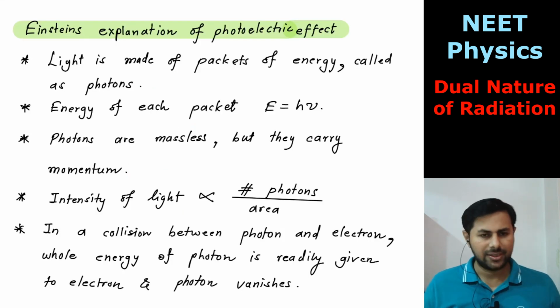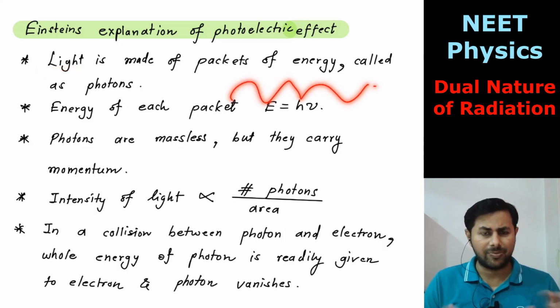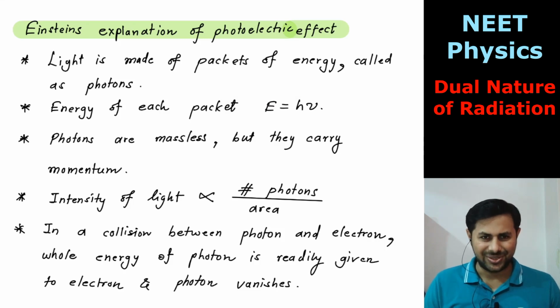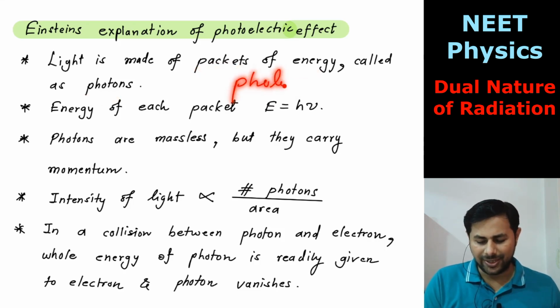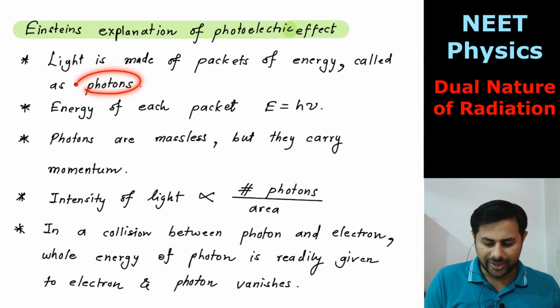So now let us understand Einstein's explanation of the photoelectric effect. Here Einstein gave a completely different theory of light. He says that light is not made up of waves, it is made up of something like particles, which are packets of energy, and they are called photons. Photo means light, and the packets containing light are called photons.